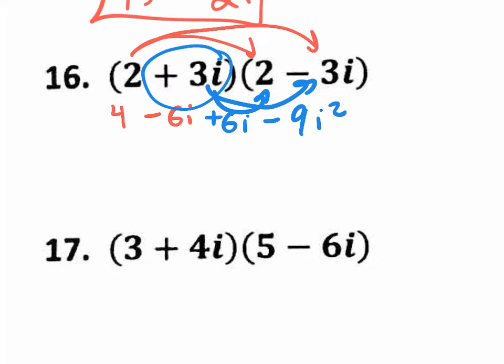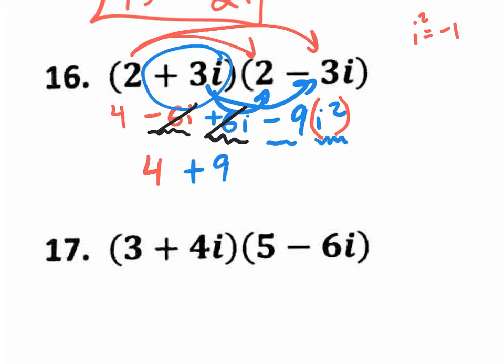Now, we need to combine like terms and also change the i squared to -1. That's what we need to remember, that i squared really does equal -1. So wherever you have an i squared, you have to replace it with the -1. So the middle terms, the negative 6i and the positive 6i, those happen to cancel out. They're gone. They disappear. What do we have left? We have a nice, beautiful 4 in the front, and the minus 9 times -1, that ends up being a plus 9. So 4 plus 9 is 13. There's our answer for number 16.